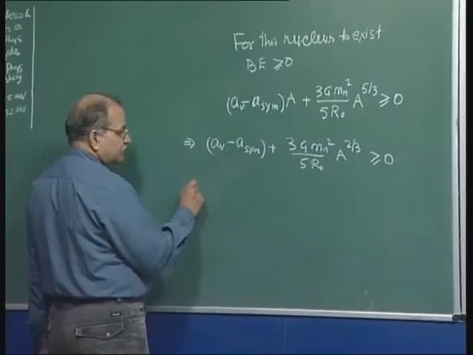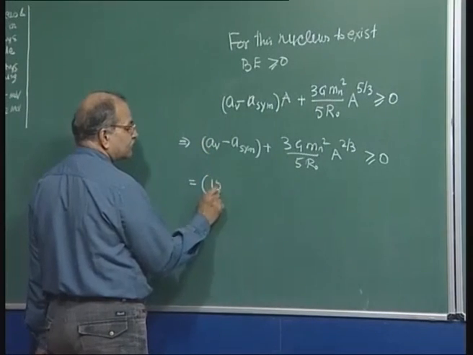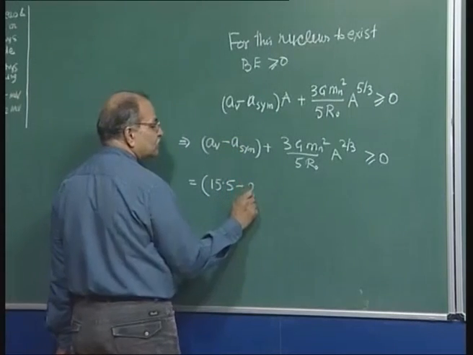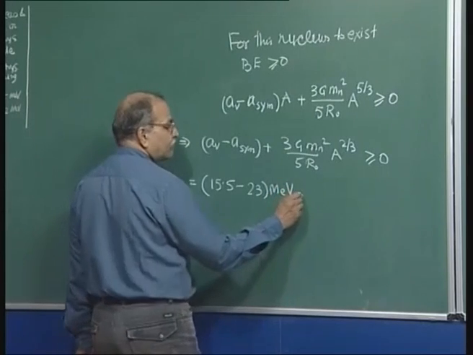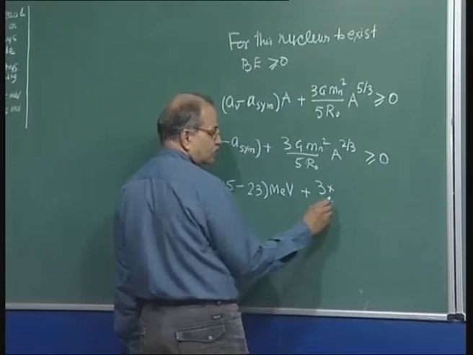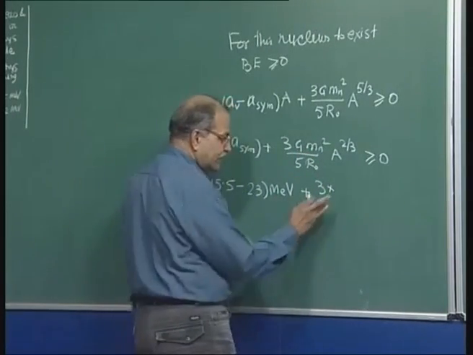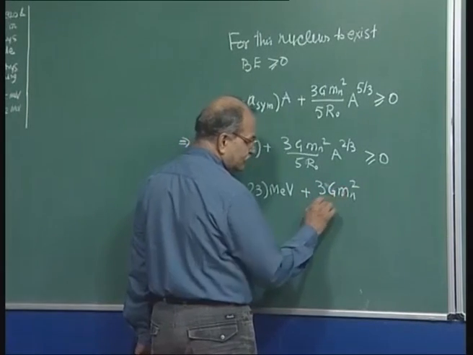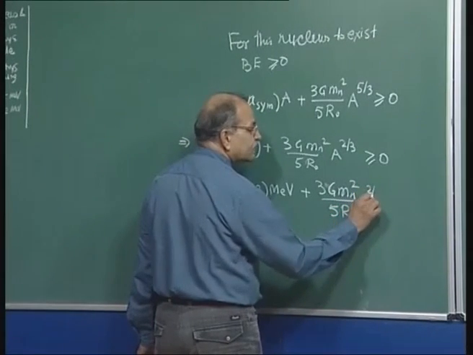Let us put the values. How much is a_V? 15.5 MeV, and how much is this a_sym? 23 MeV, plus 3 into G. Next line I will write the values. Okay, let me write G m_n square by 5 r naught A 2 by 3 greater than 0.